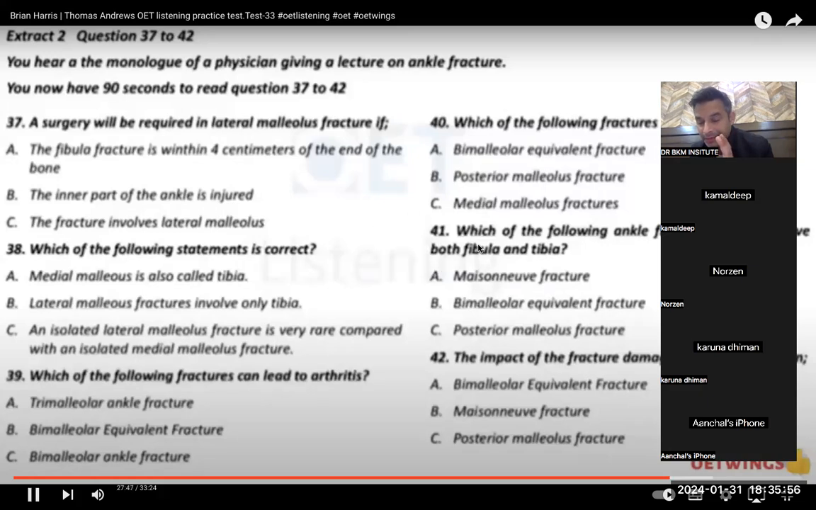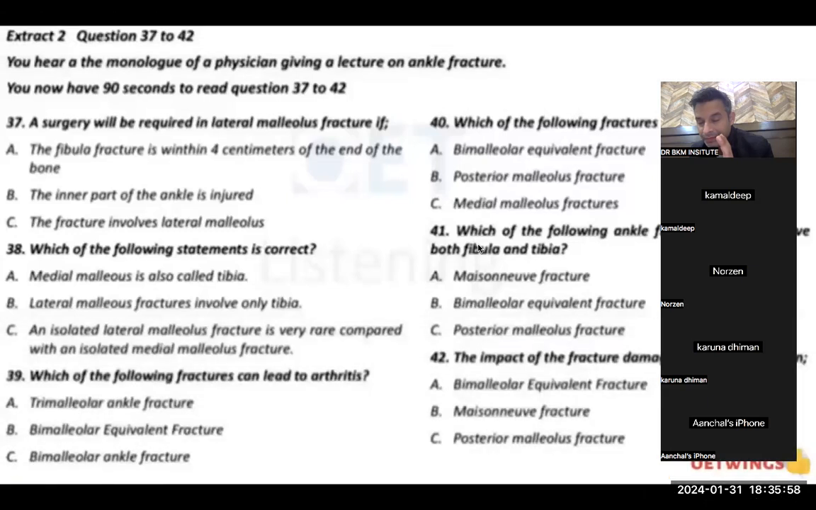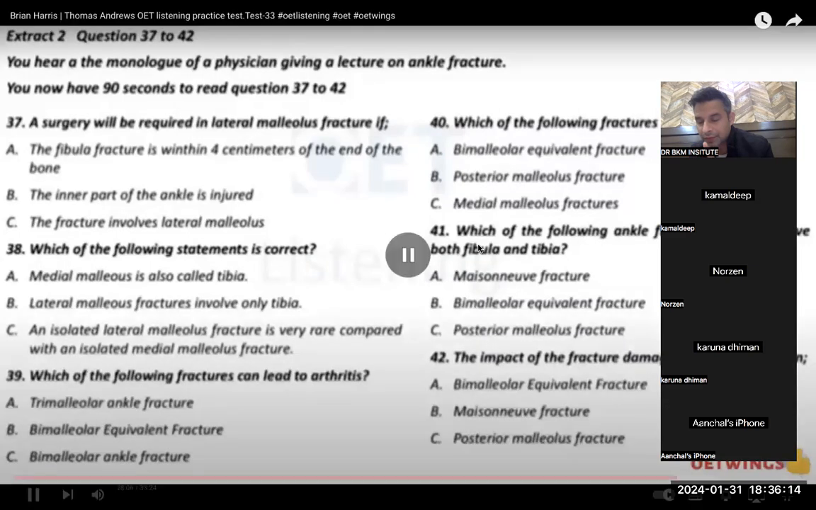Ankle joint remains stable. A surgery is recommended in case of an unstable joint or if the ligaments are damaged. However, the hint for surgical recommendation is when the fibula fracture is within 4 centimeters of the end of the bone. In such a case, the fracture can be treated non-surgically if there is no injury on the inner part of the ankle. If there is anything on the inner part, surgery is required. That is how it becomes my answer.